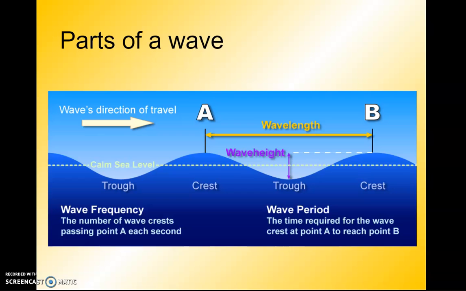The parts of a wave, again, this is going to be on your worksheet, so you might want to take note of the differences in terms. We have the trough, which is the bottom of the wave. The crest is the top.